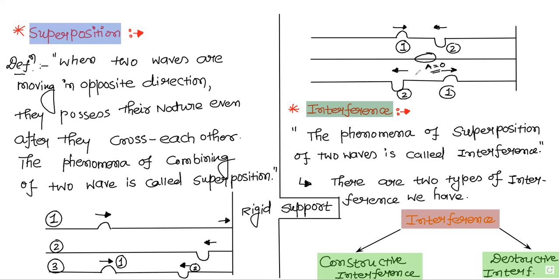Now let me tell you about interference. So what is interference? The phenomenon of superposition of two waves is called interference. There are two types of interference we have. The first one is constructive and the second one is destructive interference. Now let me tell you what is constructive interference and what is destructive interference. Okay, so let me discuss this constructive interference.